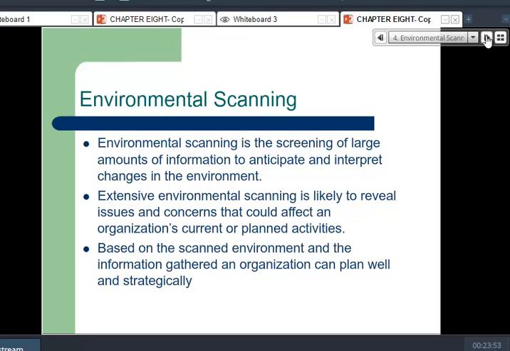So if we make an extensive, deep, comprehensive environmental scanning, this will reveal some issues and concerns that might affect the business and the management in general. Based on the scanned environment and the information gathered, an organization can plan well and strategically. So based on this proper scanning of the environment, we can run our business successfully.